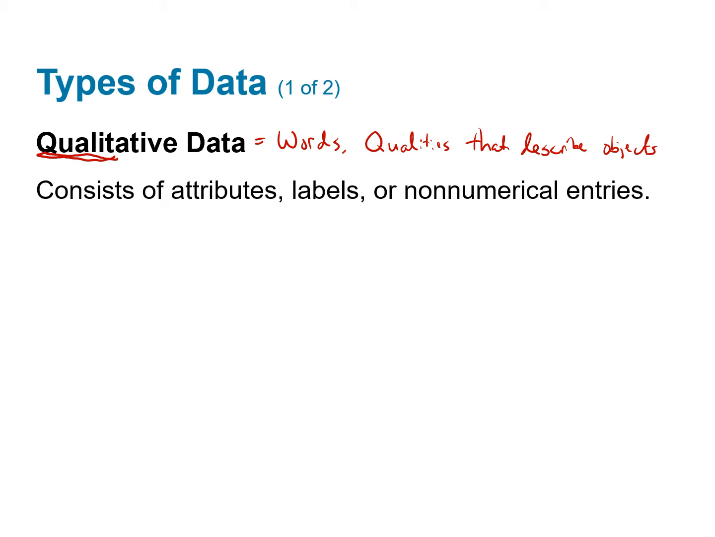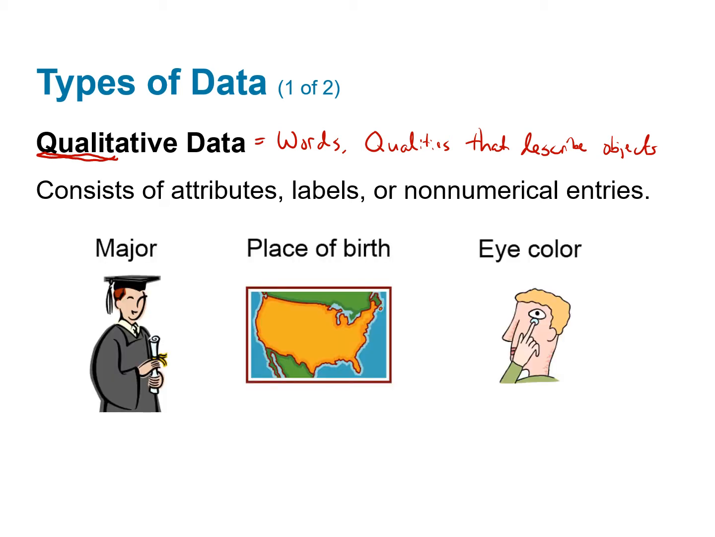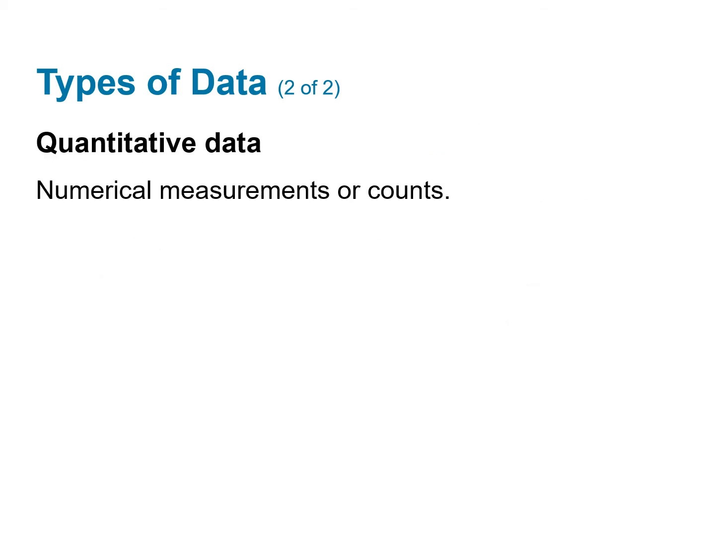So some examples of types of qualitative data would be your major, your place of birth, your eye color, your gender, your hair color. Those are qualitative data. So these are just words that describe you. So for example, you're a nursing student, or you're an automotive student, or you're a culinary student, or you're a transfer student. So these are words that describe, in this case, you.